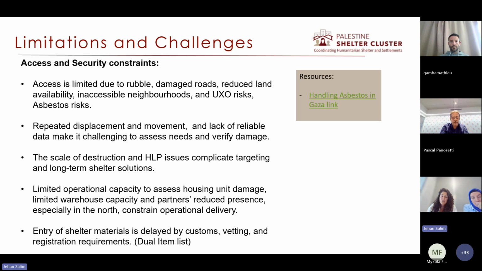And lastly, the entry of shelter items is controlled and monitored, and even the items on the approved list are sometimes denied at the border. Some items are considered dual-use items, as required according to the Israeli regulations. This means the items can be used for civilians and at the same time for military. So this is how it limits the choices for shelter solutions at this time.